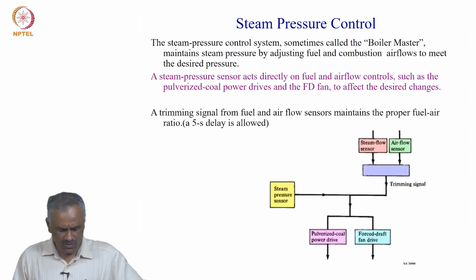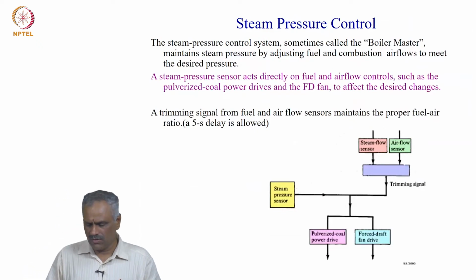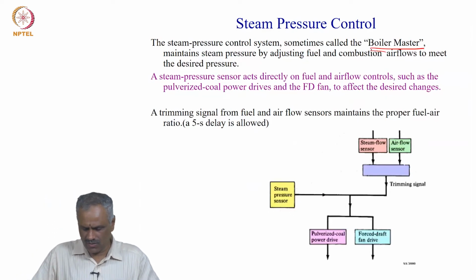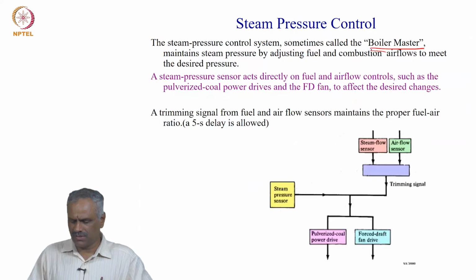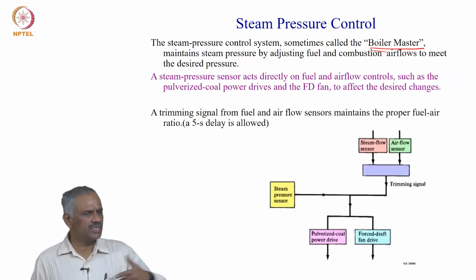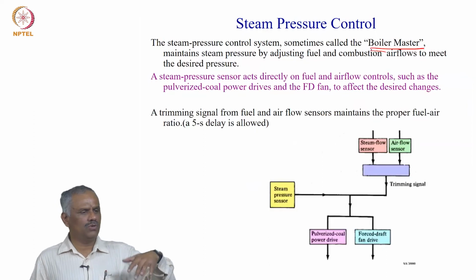Another important control is steam pressure control. This steam pressure control system is mainly called the boiler master. Boiler master means it controls everything and maintains the steam pressure by adjusting fuel and combustion air flows to meet the desired pressure.